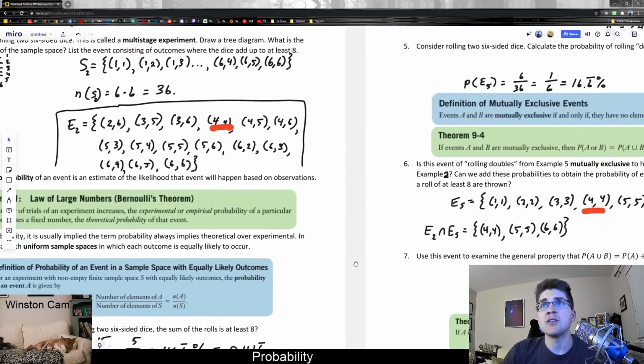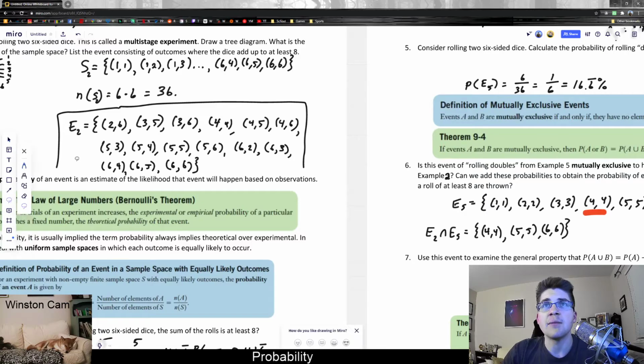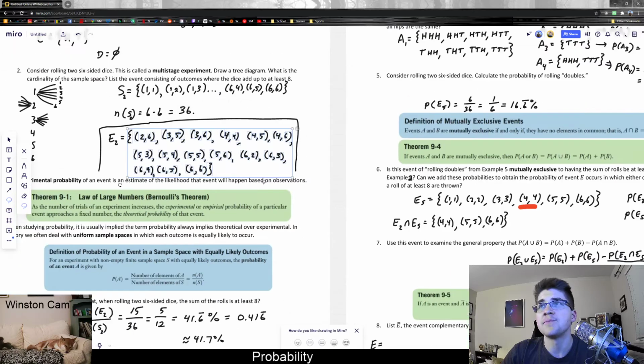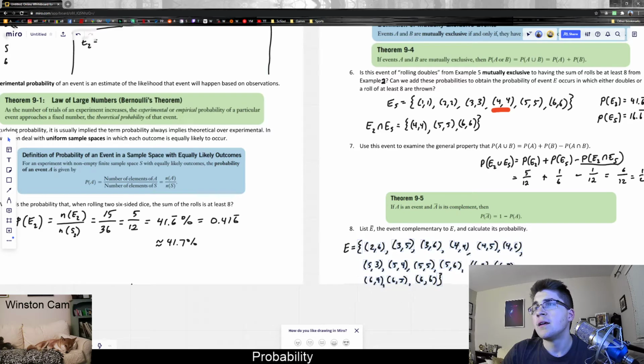And I'm going to use my lasso once again to copy and paste some of this so I don't have to write it all again. Basically, we did all the work to figure out all of the outcomes that add up to at least 8, so I'm going to drag those down here. And then I'm going to add in E. So that would be E2, and then I want to union it with E5. E5 was the set of doubles. That's a little bit easier to throw in there.